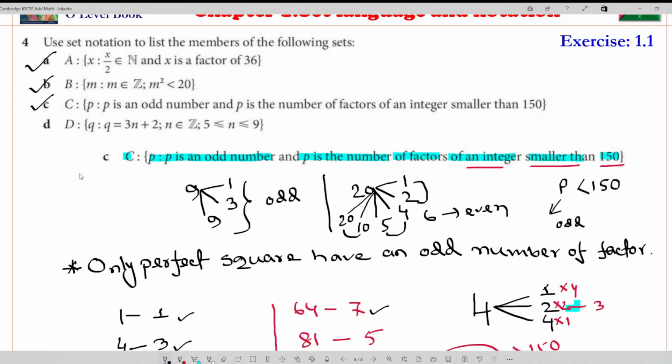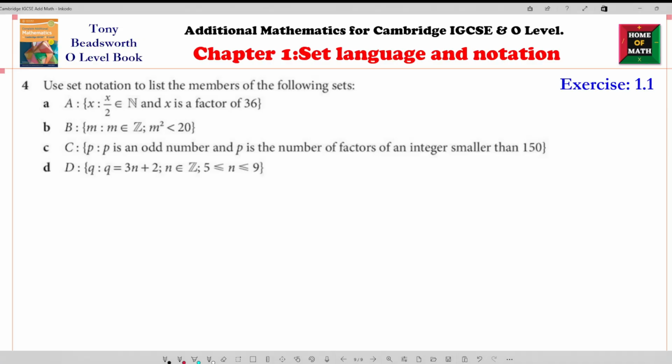So please let me know if you have any problem in number C. Number D, here it is mentioned Q such that Q equals 3n plus 2, and n is an element of Z, which is integer, and n value is 5 less than or equal to n and 9 greater than or equal to n. So first we have to substitute values for n.